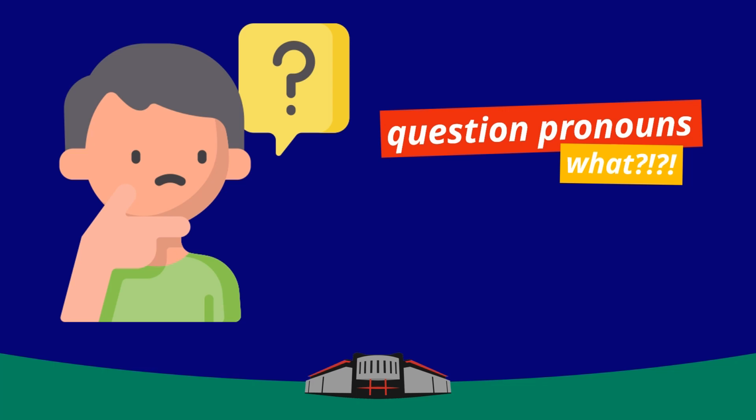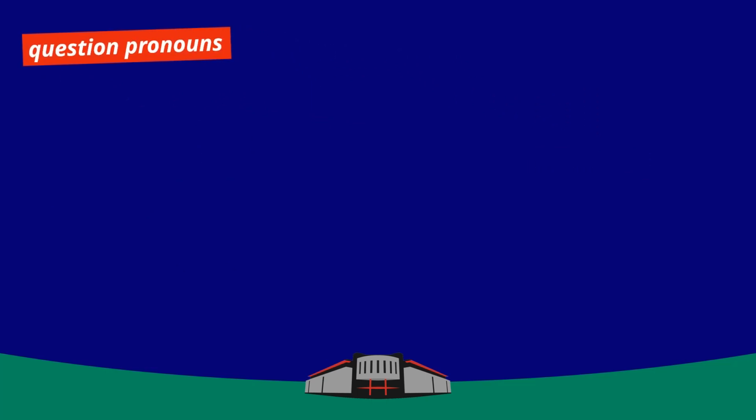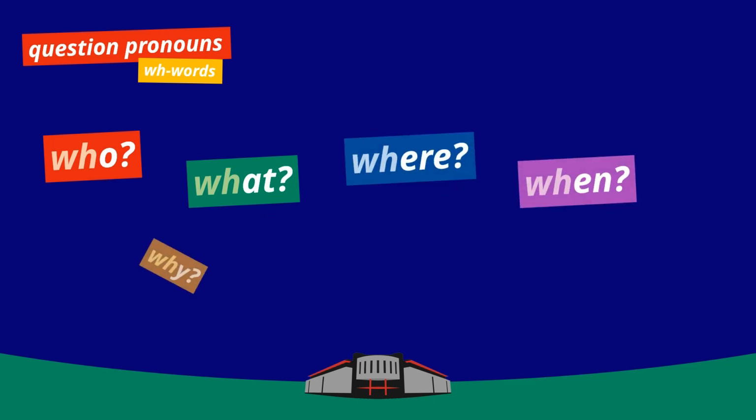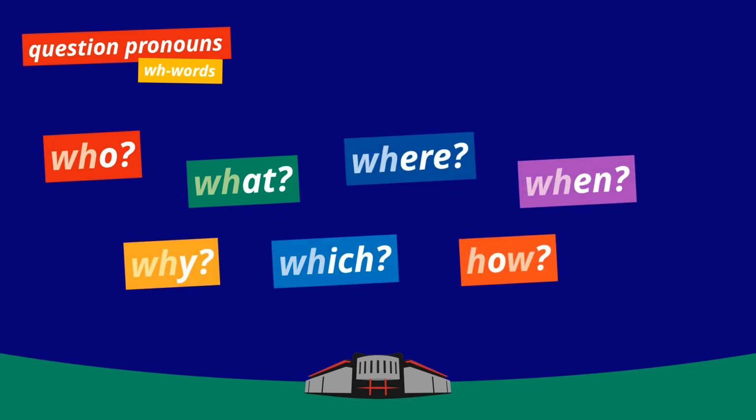Question pronouns. But what are question pronouns? Well, question pronouns are also often called WH words. And why is that? Well, you'll see right away. Who, what, where, when, why, which, and how. They're called WH words because all of these words have a W and an H in them. But when do you use these question pronouns? Let's take a look.